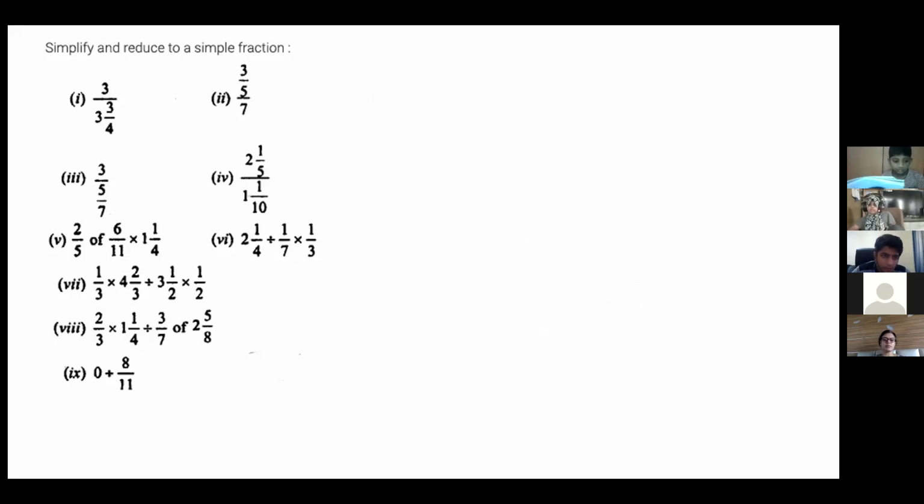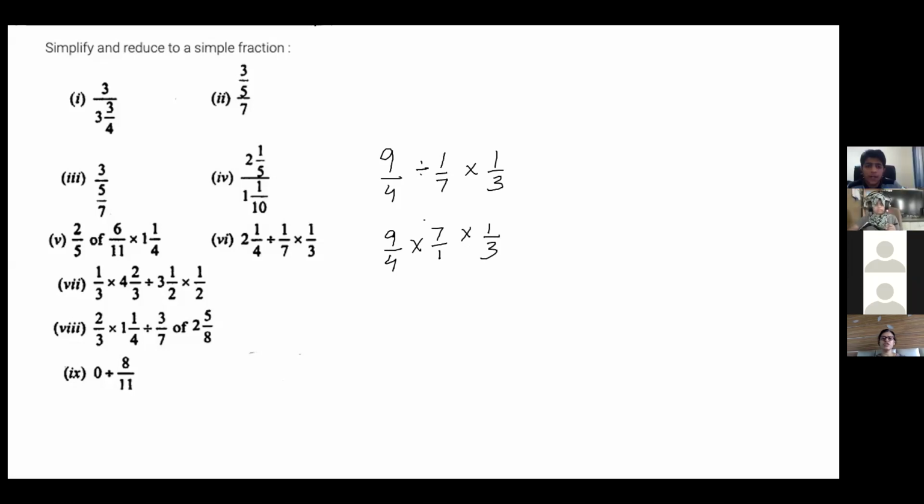Only division. Ma'am, can you show the sixth question again? It is 9 by 4 divided by 1 by 7 into 1. So then we will first do the divide, no? Which question are you asking, Anas? The sixth one. Ma'am, 2 upon 9 is the answer, ma'am.